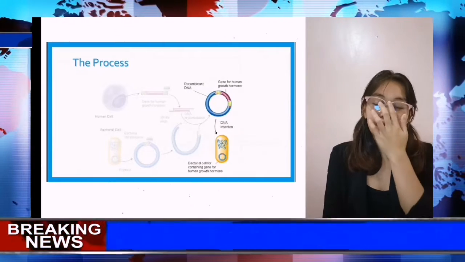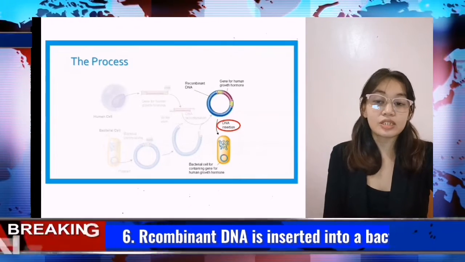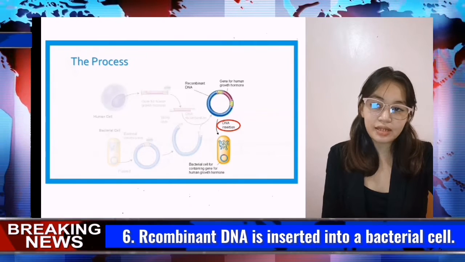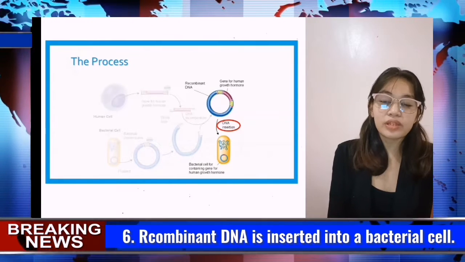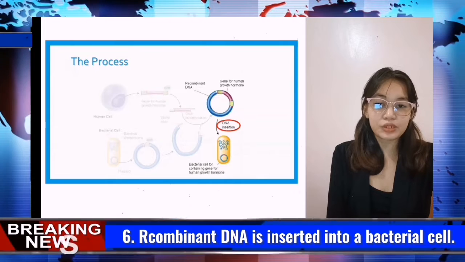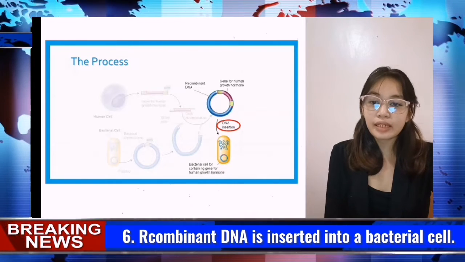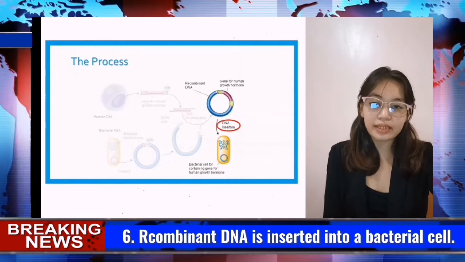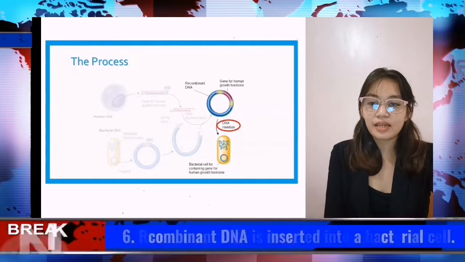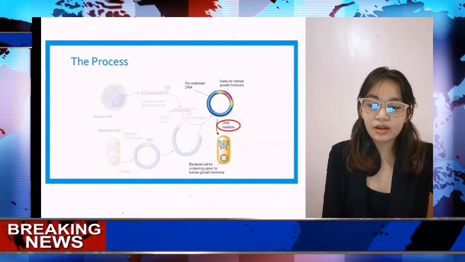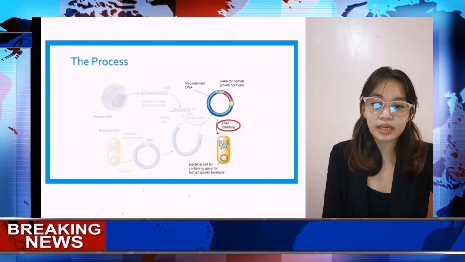The recombinant DNA plasmid is then inserted into a bacterial cell. The bacterial cell will then clone itself many times over, therefore making many copies of the recombinant DNA plasmid. So again, here is the overview of the steps we have covered.